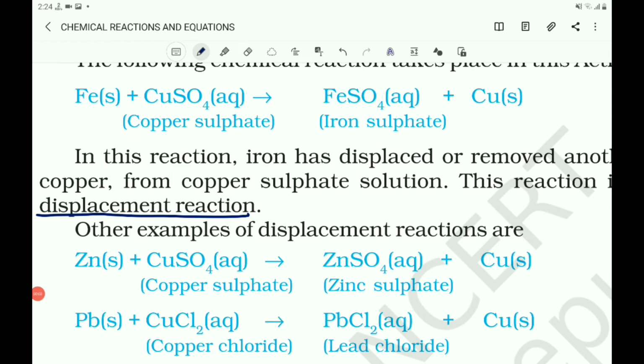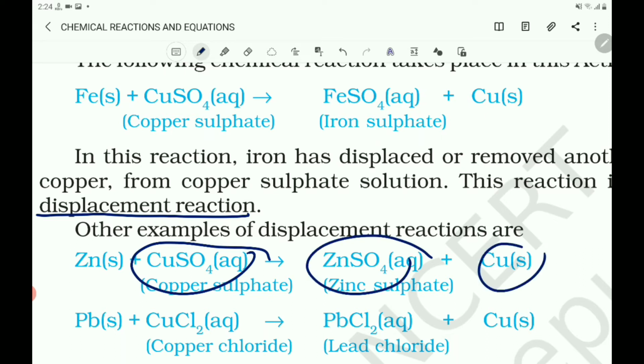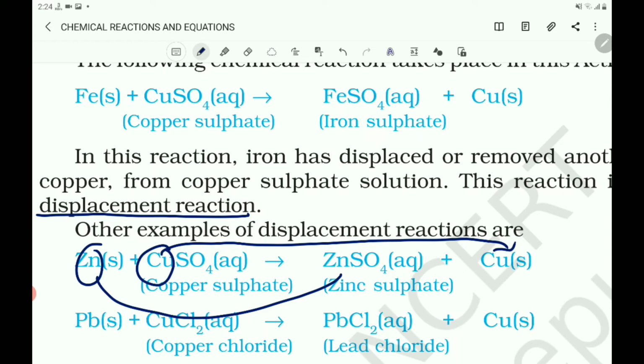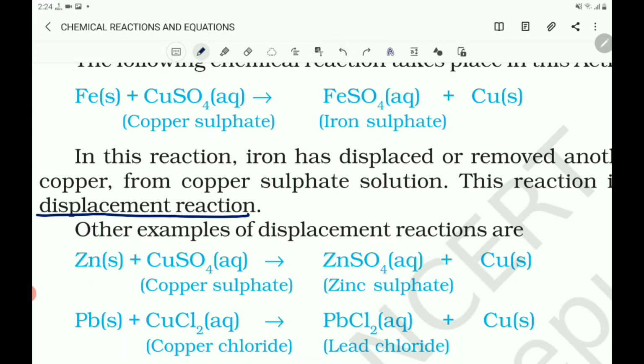See other examples of displacement reactions. Zinc reacts with copper sulfate solution. Here, zinc sulfate and copper form. What happened here? Copper in the copper sulfate solution is displaced by zinc. So, it becomes zinc sulfate. And this copper is converted into an element. So, this is one of the examples of the displacement reaction or substitution reaction.